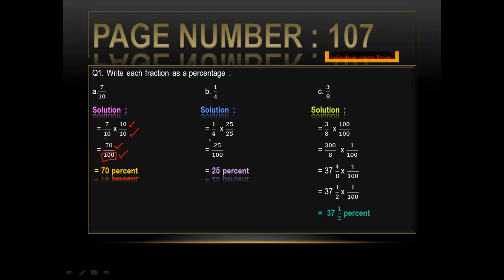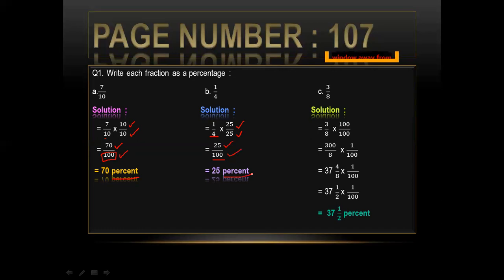Is it clear? Come to part B, 1 over 4. We multiply and divide this fraction by 25 because we want to convert 4 into 100. So that's why we multiply and divide by 25. 1 multiplied by 25 is 25 and 4 multiplied by 25 is 100. The numerator will be unchanged, which is 25, and instead of 100 we write the word percent.